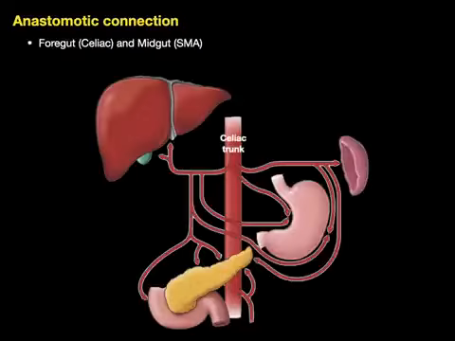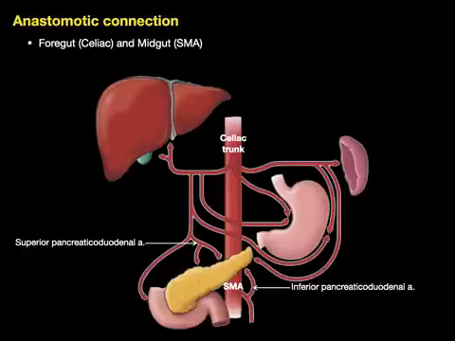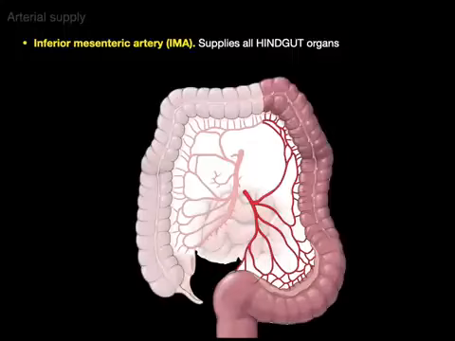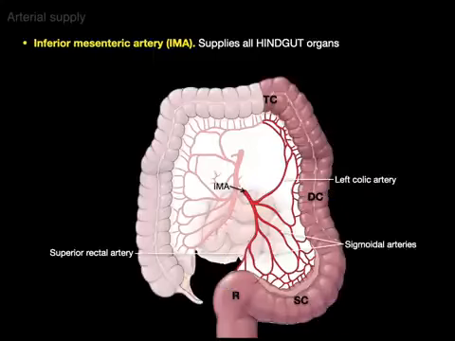And finally, there is an anastomotic connection between the foregut and midgut. So here we've got the celiac trunk, and there is its branches called the superior pancreaticoduodenal arteries, and there's the superior mesenteric artery with the inferior pancreaticoduodenal arteries. So between these pancreaticoduodenal arteries, we have an anastomotic connection between the foregut and midgut arterial supply. Now, the IMA supplies all hindgut organs. So there's the IMA, and so there's the transverse colon, descending and sigmoid colon in the rectum. All of those are supplied by branches off the IMA.